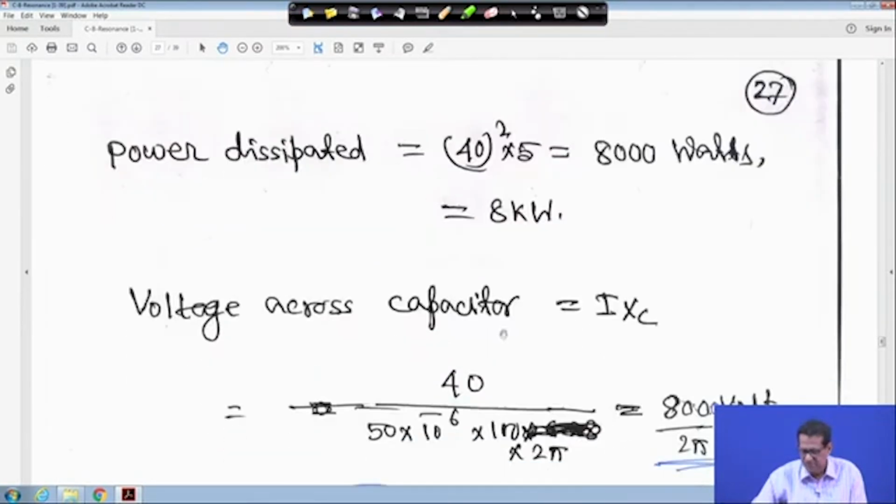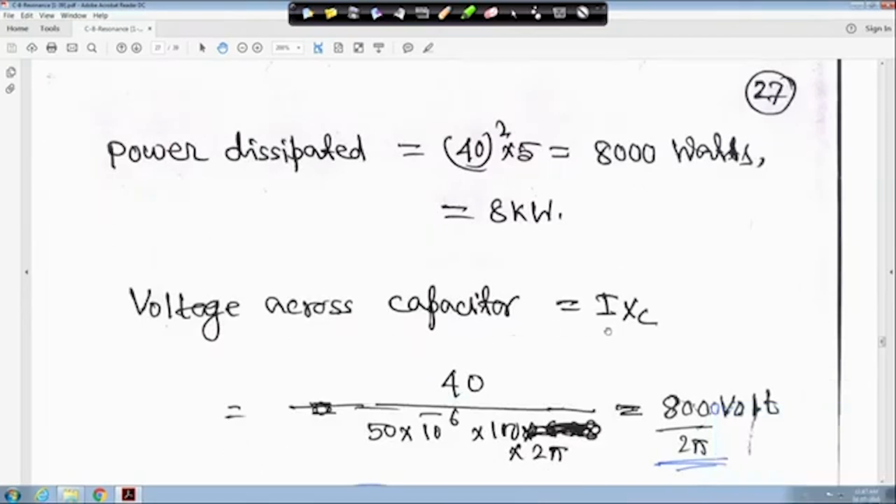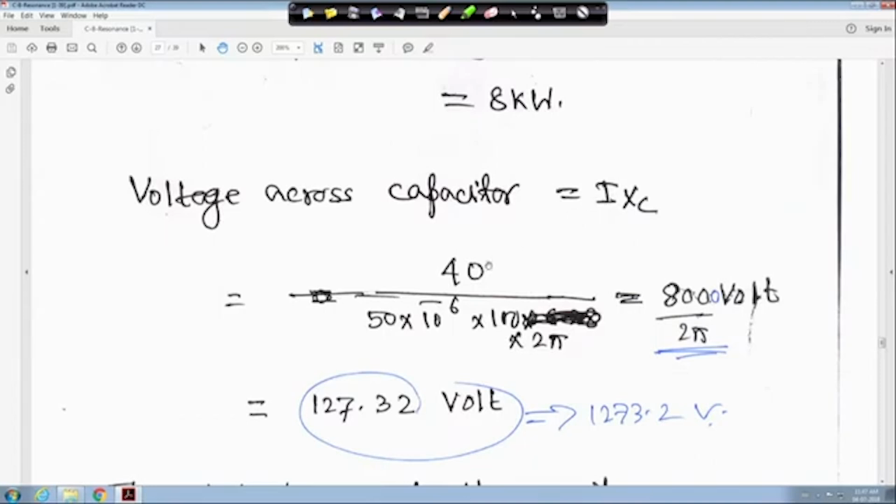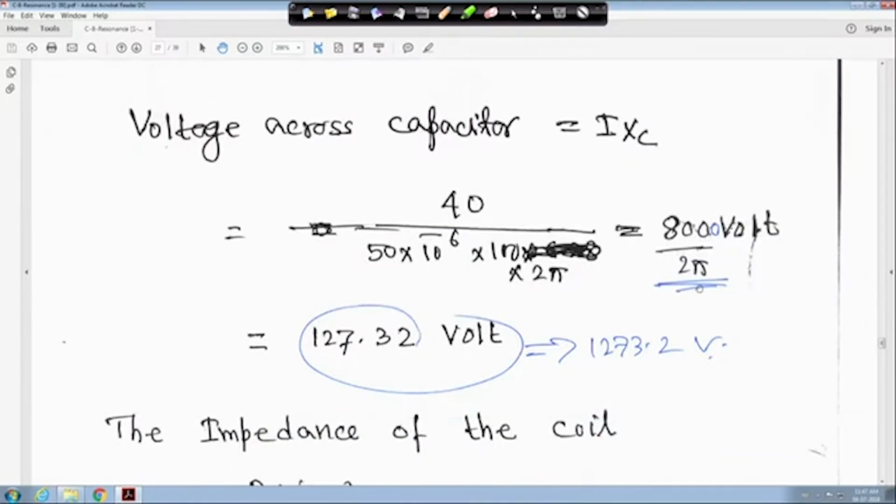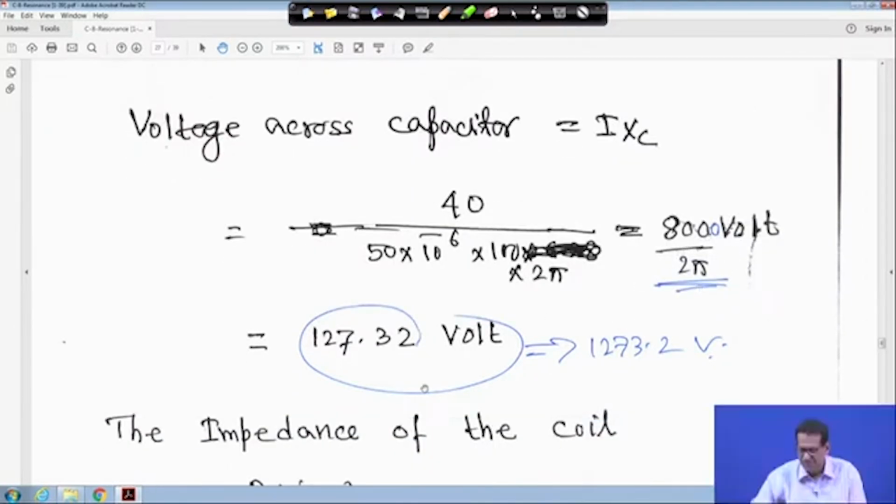Right. So voltage across the capacitor. The magnitude of the voltage across the capacitor is I XC. I is 40 ampere and XC is equal to 1 upon omega C, where C is 50 microfarad. So 1 upon 50 into 10 to the power minus 6 farad into 2 pi into 100. So it comes to around 8000 by 2 pi volt, approximately 1273.2 volt. This is the correct one, 1273.2 volt, right.